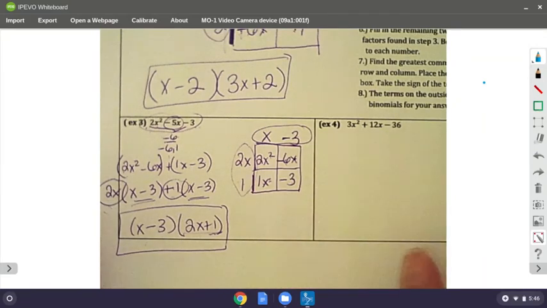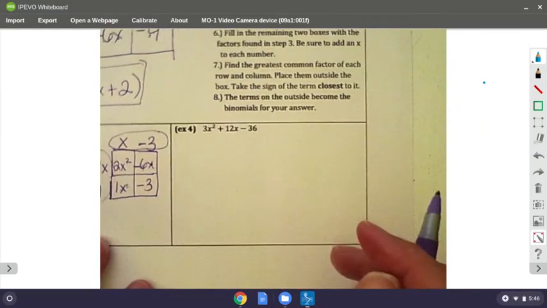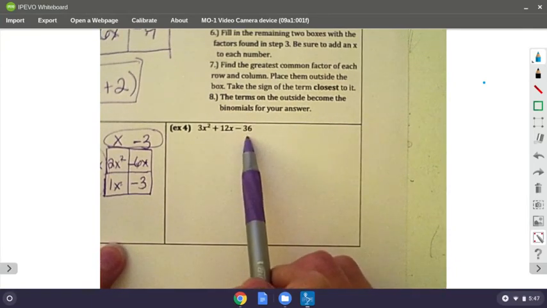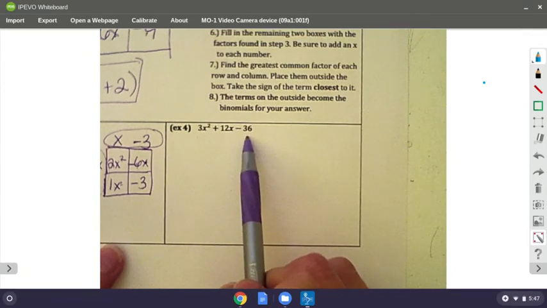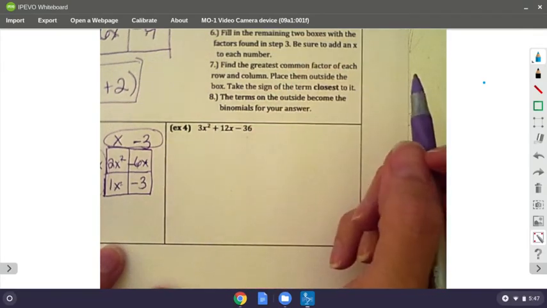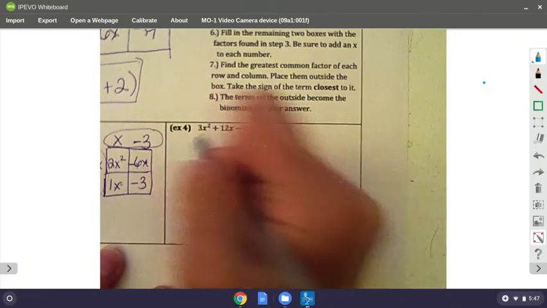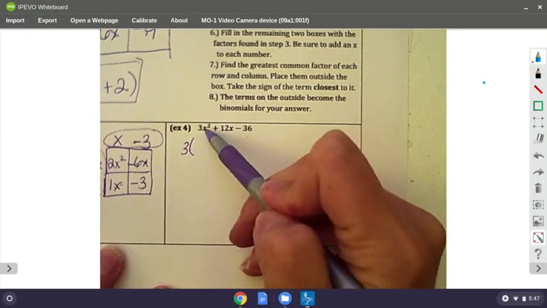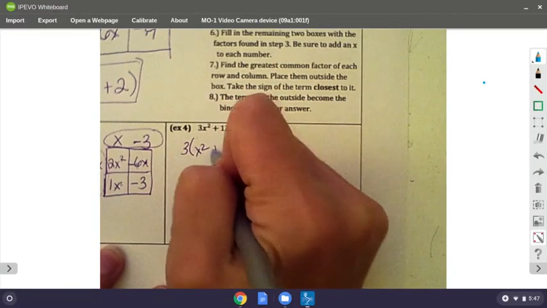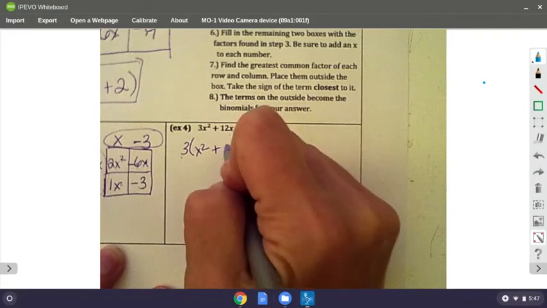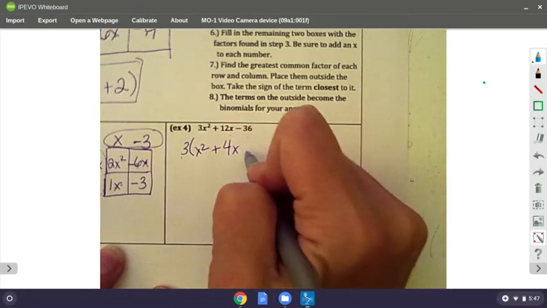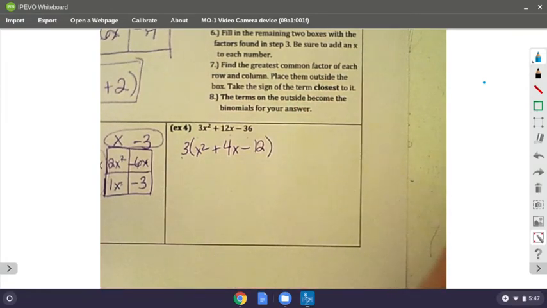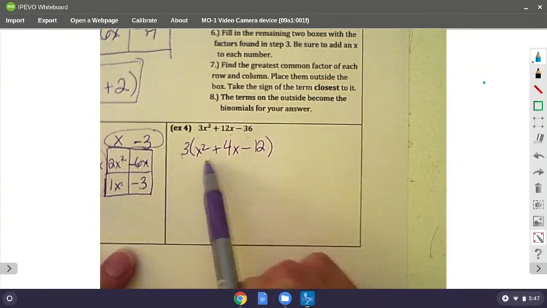So that's example 3. And then the last one, example 4. First things first, look for a GCF. We have 3, 12, and 36. Doesn't 3 go into all of those? It does. So sometimes if your A is bigger than 1, there's actually a GCF that you can take out. Watch what happens when we take out the GCF. When we take out a 3, 3 times what gives me 3x squared? x squared. 3 times what gives me 12x? 4x. And then 3 times what gives me negative 36? Negative 12.